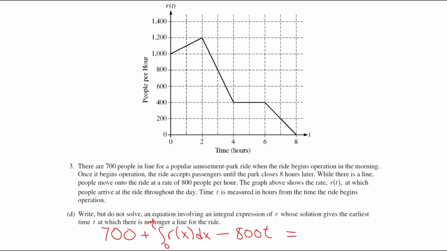Well, we want to know when there is no longer a line, so we want to know when that equals 0. And they actually gave you 3 points for this, 1 for just having 800t in it, 1 for having the integral in it, and 1 for the equation as a whole. And that is the end of this question, question number 3, a rate FRQ from the 2010 AP Calculus AB exam.